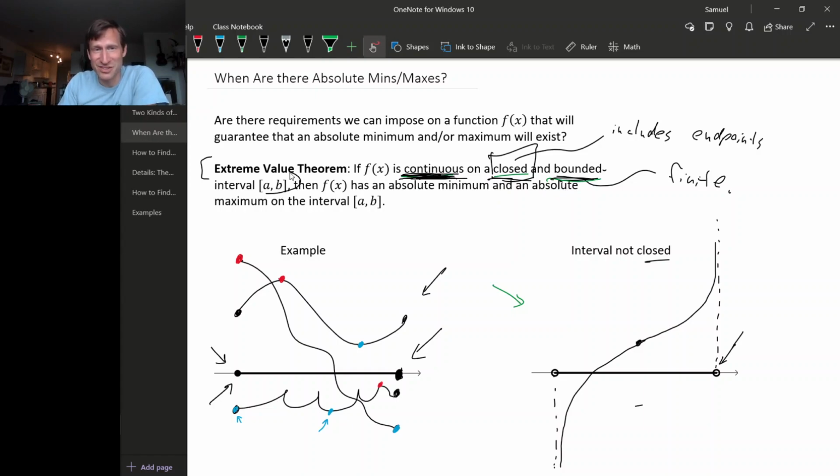Those are just intervals that look like an interval from a to b that includes the endpoints, and a and b have to be finite numbers. Neither of them can be infinite. So the extreme value theorem is actually a pretty easy theorem to satisfy. And so for many, many examples, we will have absolute minimums and absolute maximums.